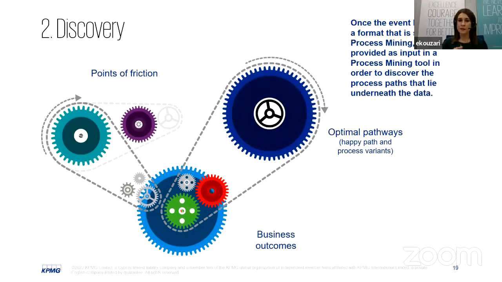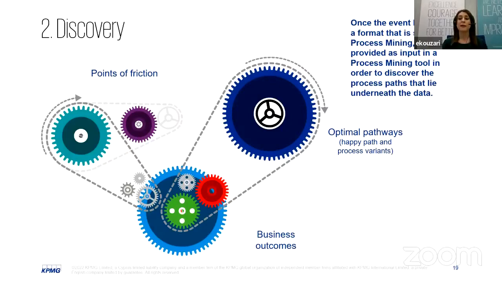So in the discovery phase, where we are actually analyzing the process maps, we are focusing on analyzing any points of friction, where there are problems inside the process, where there are delays, where there are loops that need to be resolved. We are focusing on discovering the optimal pathways, the happy path and the process variants. I will return to this in a minute. And of course, we are trying to check against what was described by our business users. We are trying to see if the business outcomes are met, and if not, how this can be achieved.